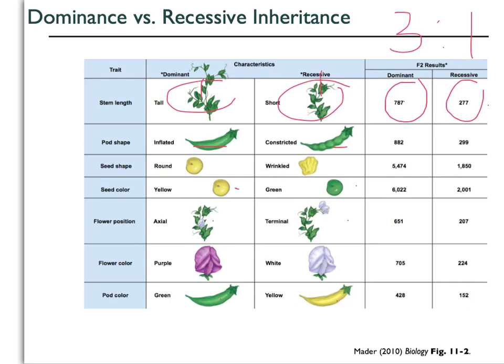This 3:1 ratio is the ratio between the dominant and the recessive trait. In this chart, what you can see here is the dominant traits are on the left and the recessive traits are on the right.